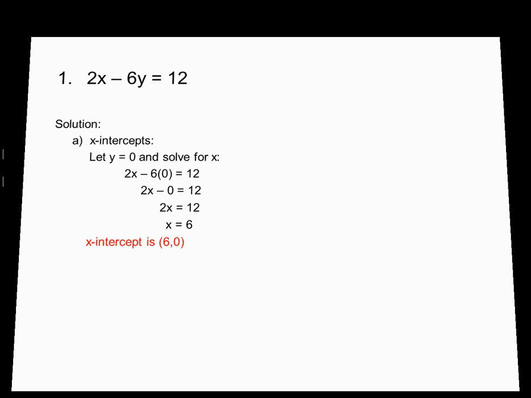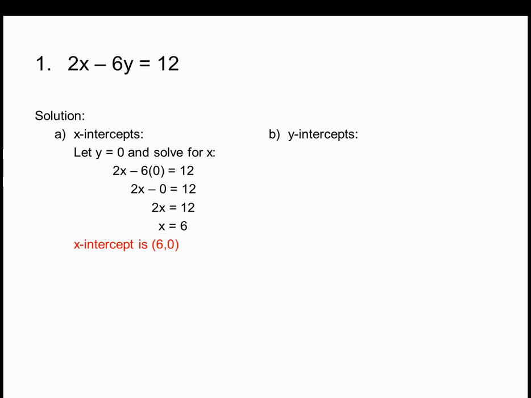Okay, for the y-intercepts, you're going to let x equal 0 and solve for y. So go back to the equation and let x equal 0. So I have 2 times 0 minus 6 times y equals 12. Okay, 2 times 0 is 0. So 0 minus 6y is 12. So you get negative 6y is equal to 12. Divide by negative 6, and you get y is negative 2. As a point, (0, -2).